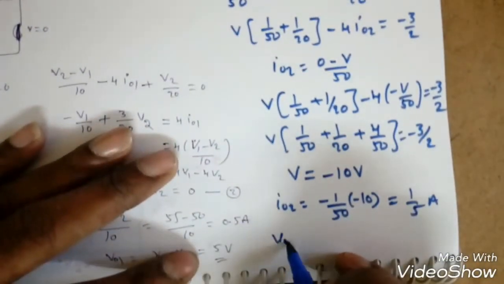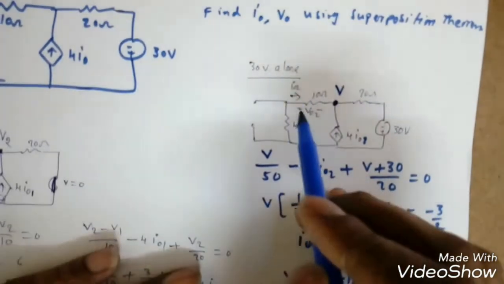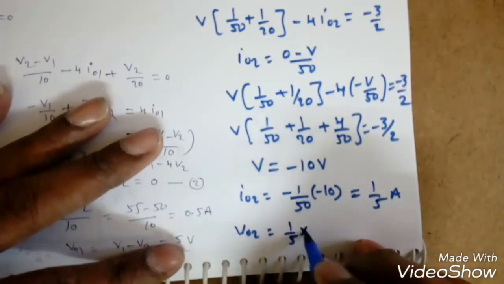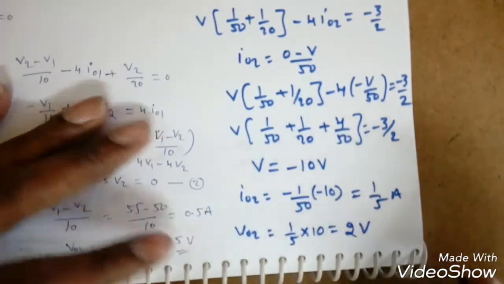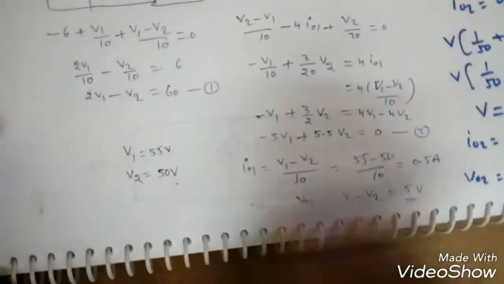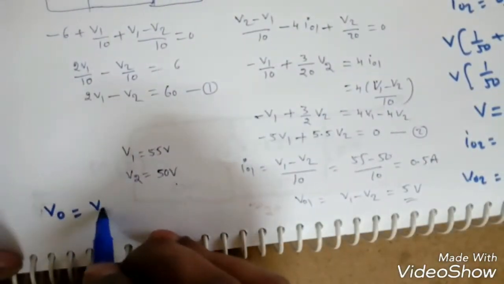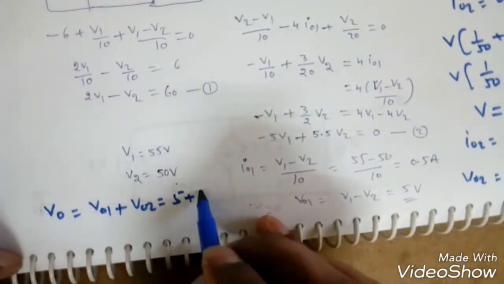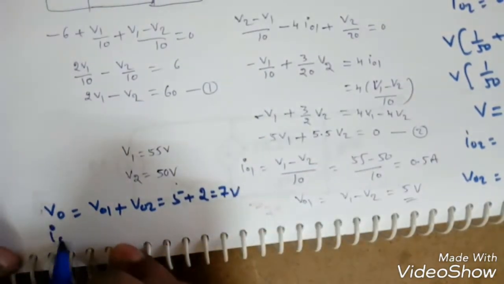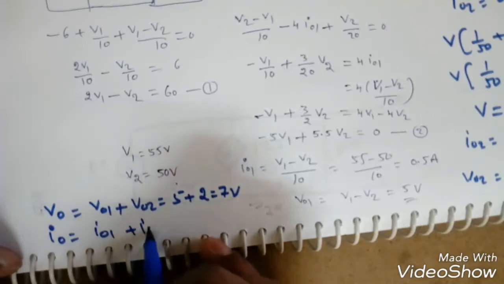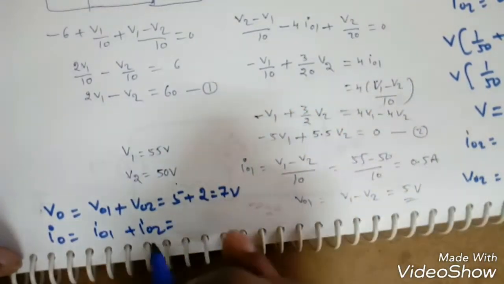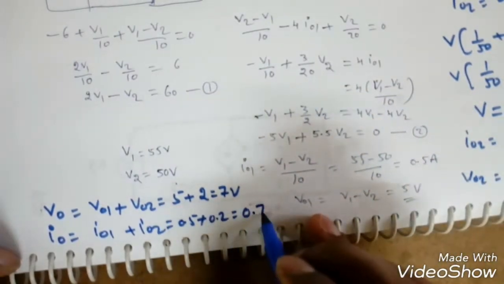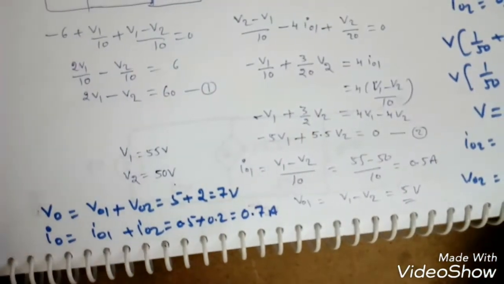Similarly, what is V02? We see here this current into this resistance, so simply 1 by 5 into 10. So it's nothing but 2 volts. Now by superposition principle, V0 is equal to V01 plus V02. What is V01? We got 5 plus 2, this is 7 volt. Similarly, I0 is I01 plus I02. So I01 we got 0.5 ampere plus I02 we got 0.2 ampere. So the answer is 0.7 ampere. So this is the superposition theorem.